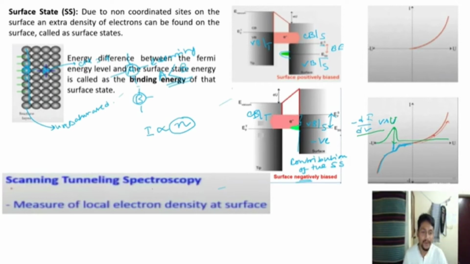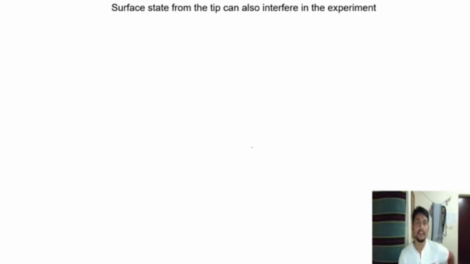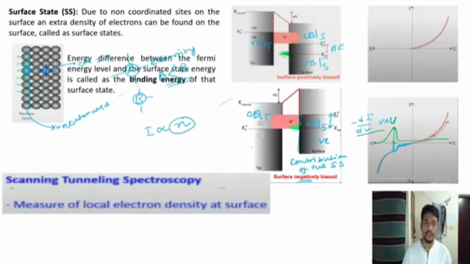And scanning tunneling spectroscopy actually gives a measure of the local electron density at the surface, because this is nothing but the local electron density. This is due to the surface. This is a phenomenon of the surface. Each surface is going to be different, depending upon its structure and the nature of the surface atoms or molecules. So this is nothing but the surface. Now we can clearly see this is the surface state.